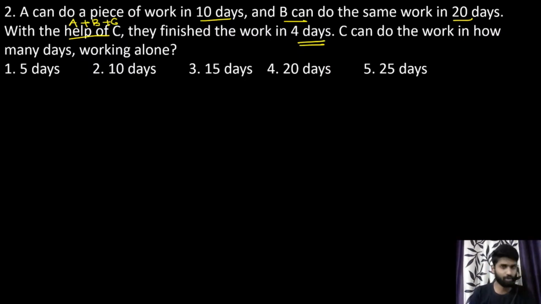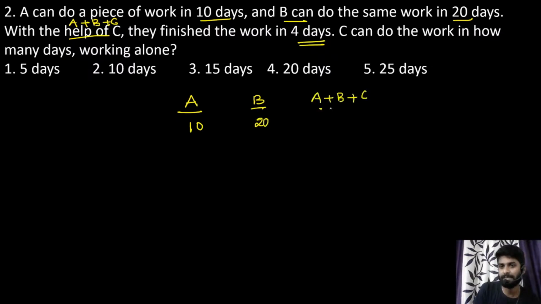So for this question, we need to find out the efficiency of C. If you know the efficiency of C, we can say how many days the person can complete the work. So we can easily identify. Now see, whatever the information is, take it the same way, guys. A can complete the work in 10 days. B can do the work in 20 days. With the help of C, you just consider A plus B plus C, the work is completed in 4 days.